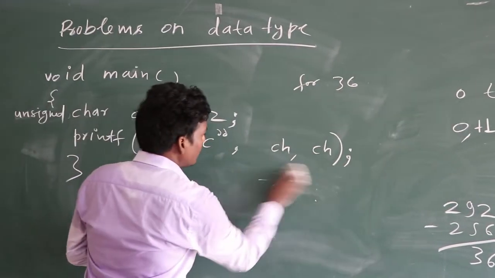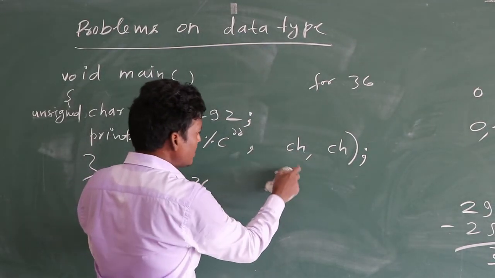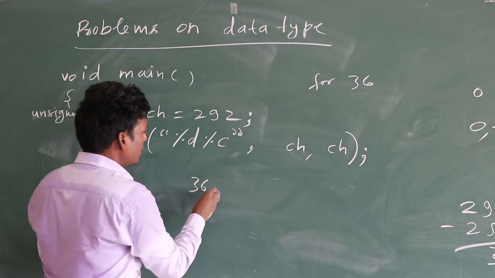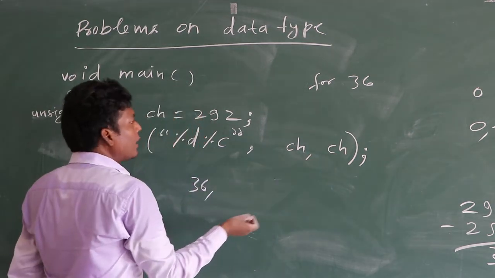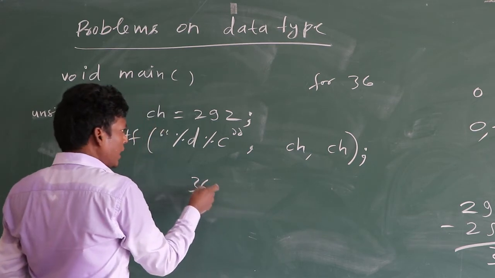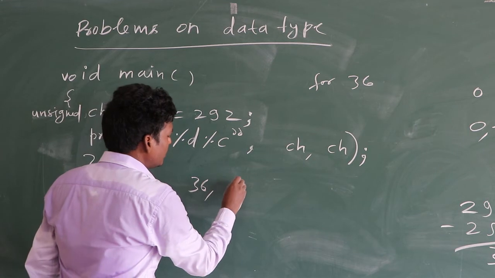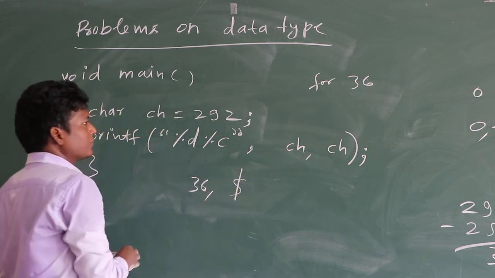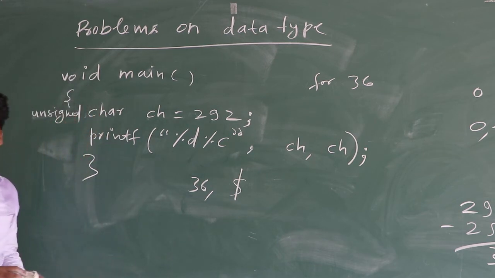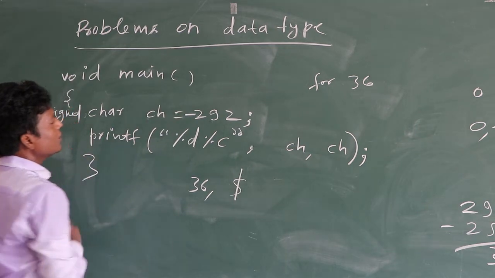This time %d prints CH, so CH has 36, so the value will be 36, and %c prints the character for this 36. This is the ASCII value, so the character for 36 is the dollar sign. That is the dollar. Suppose this is a minus.